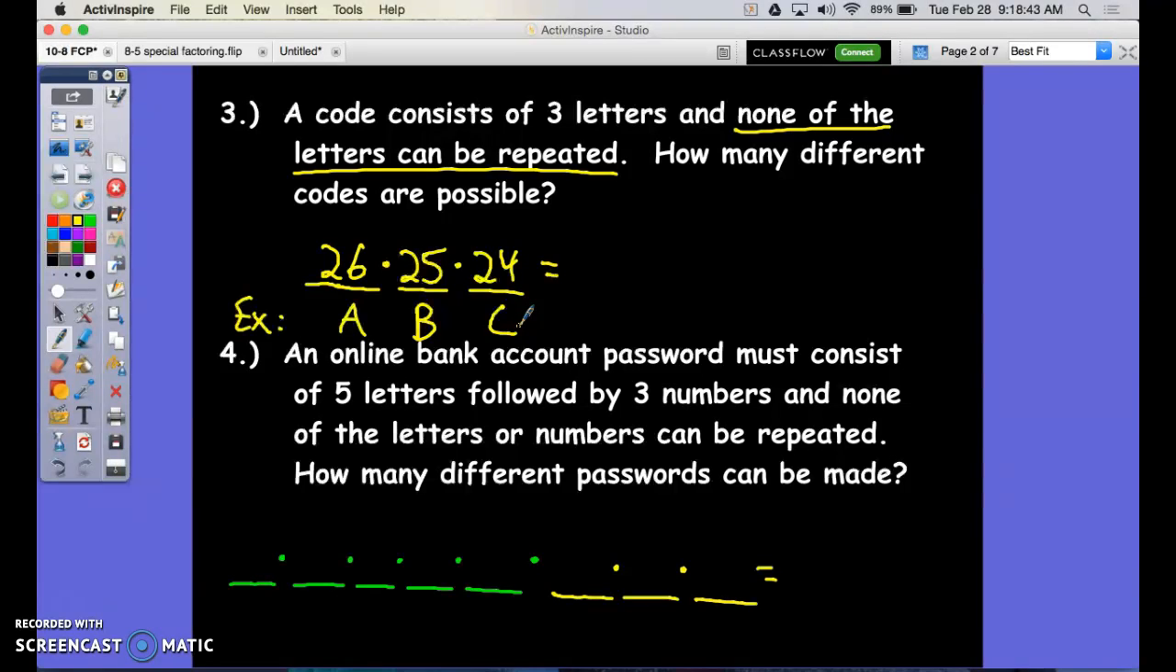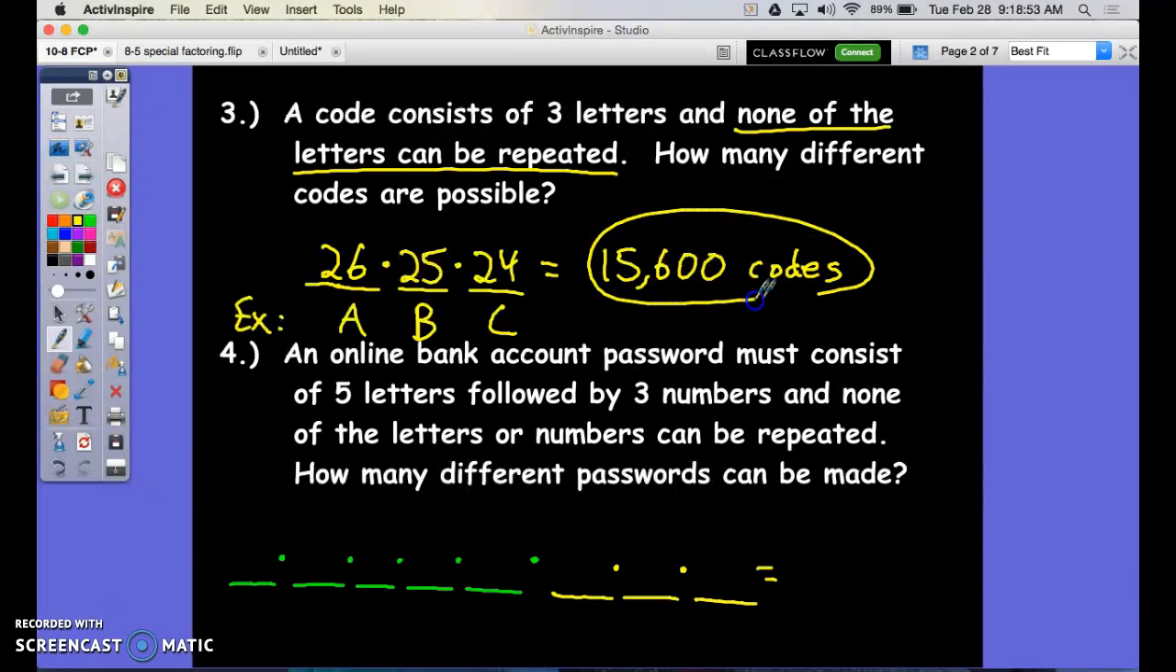Then I need to multiply 26 by 25 times 24, and it would come out to 15,600 different codes that I could choose from to set up that password or whatever it might be. So that's another example of the fundamental counting principle, how we now cannot repeat something: 26 times 25 times 24. Let's take a look at number 4.